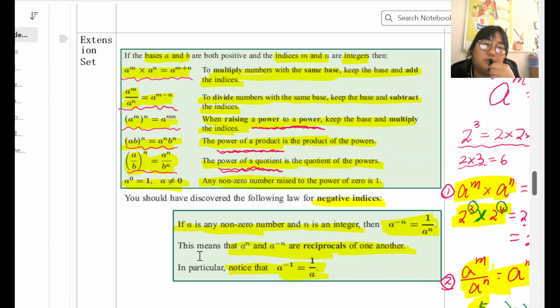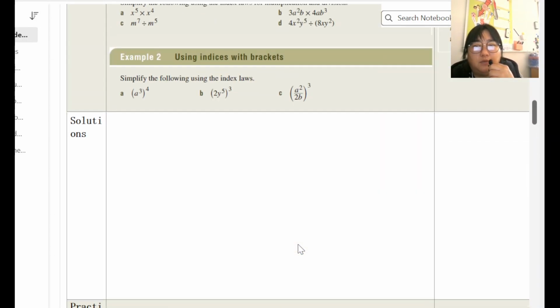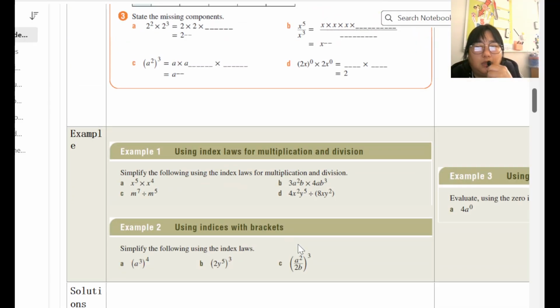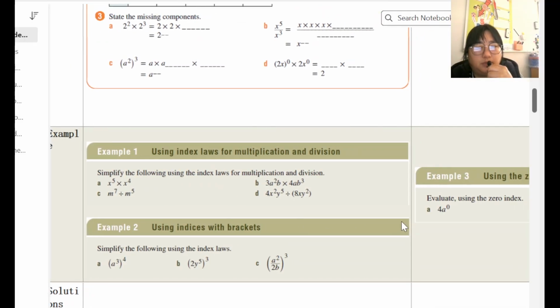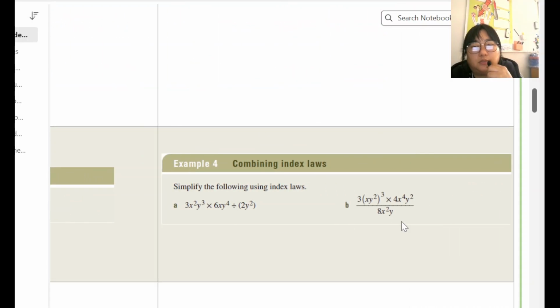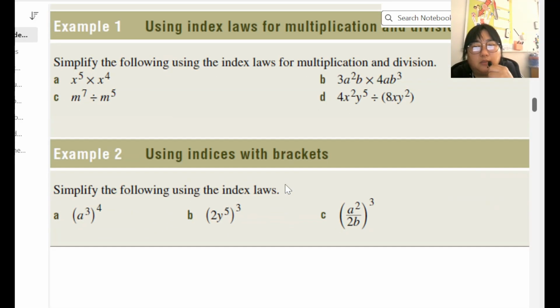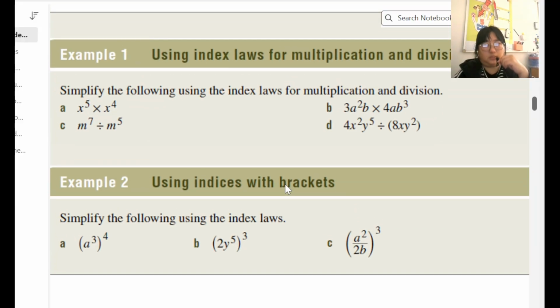So now we have a look. We have already done the revision for all the laws, and then you can have a look at some questions. I think all these examples are supposed to be not very hard questions, and you can calculate by yourself. So I will probably pick 2 or 3 questions to explain.